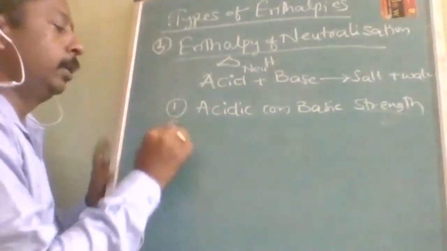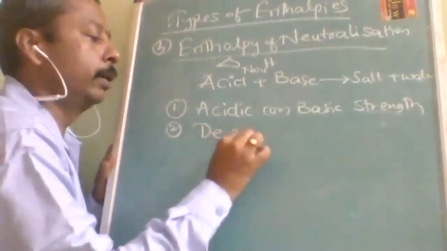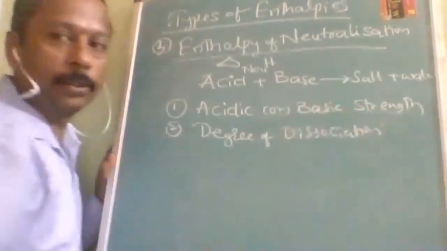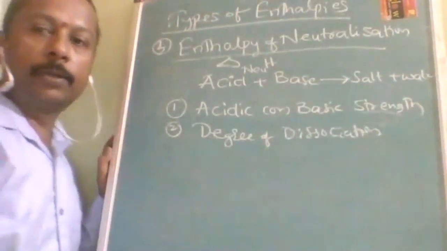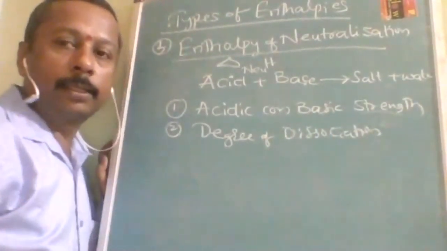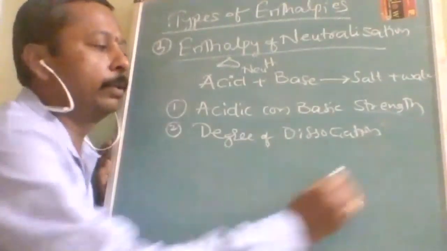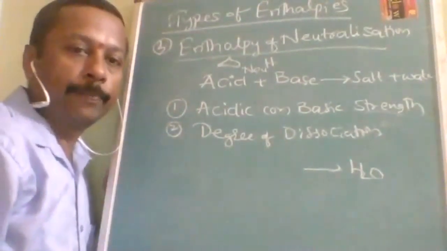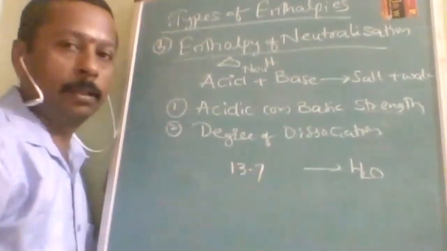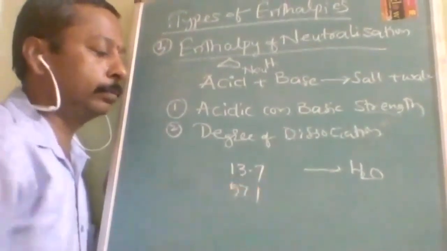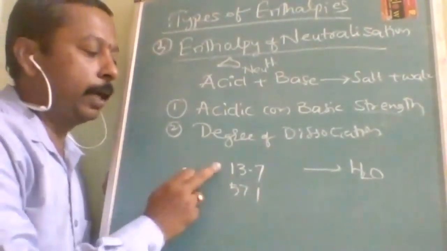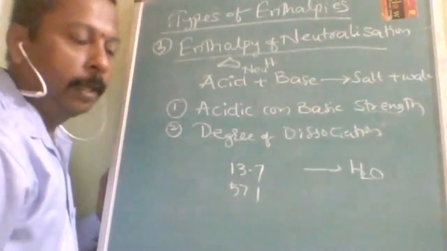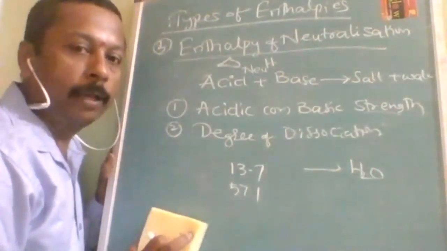it is used to calculate degree of dissociation. What it is used for? Degree of dissociation. In every reaction, there is one common thing. What is that? Formation of water. So that's why enthalpy of neutralization is fixed. 13.7 or 57.1. What are the units? It is in calories, it is in joules. When both are strong acid and strong base, and when both are 1 equivalent, then this value is fixed.